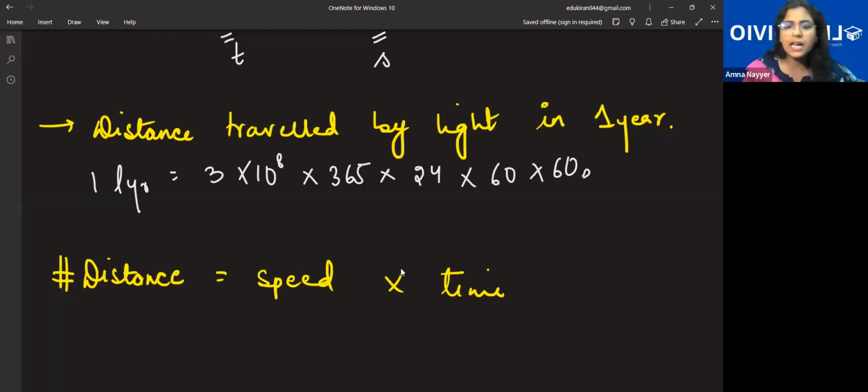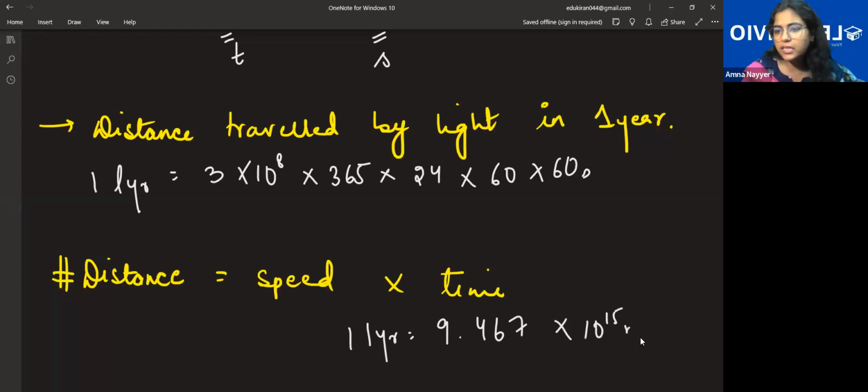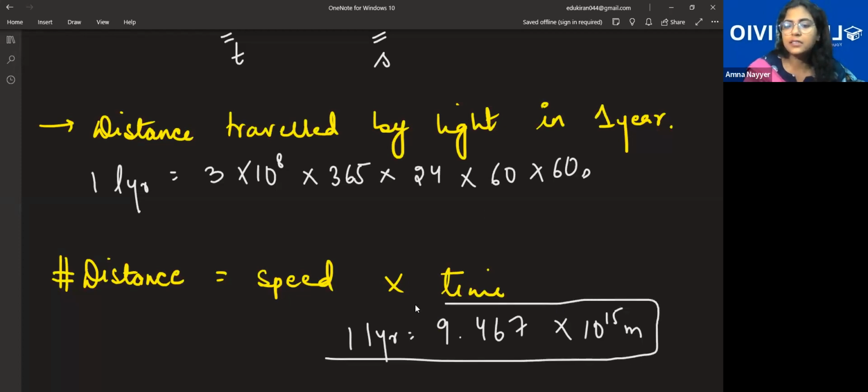So this entire calculation, when we write 1 light year, this is 9.467. Remember this value as it is, do not round it off. All right. Let me complete it: 10 to the power 15 meters. This is the value of 1 light year. So if anywhere you see light year mentioned, just multiply it with this, you can get your answer in exact meters. That is your 1 unit, which is light years.